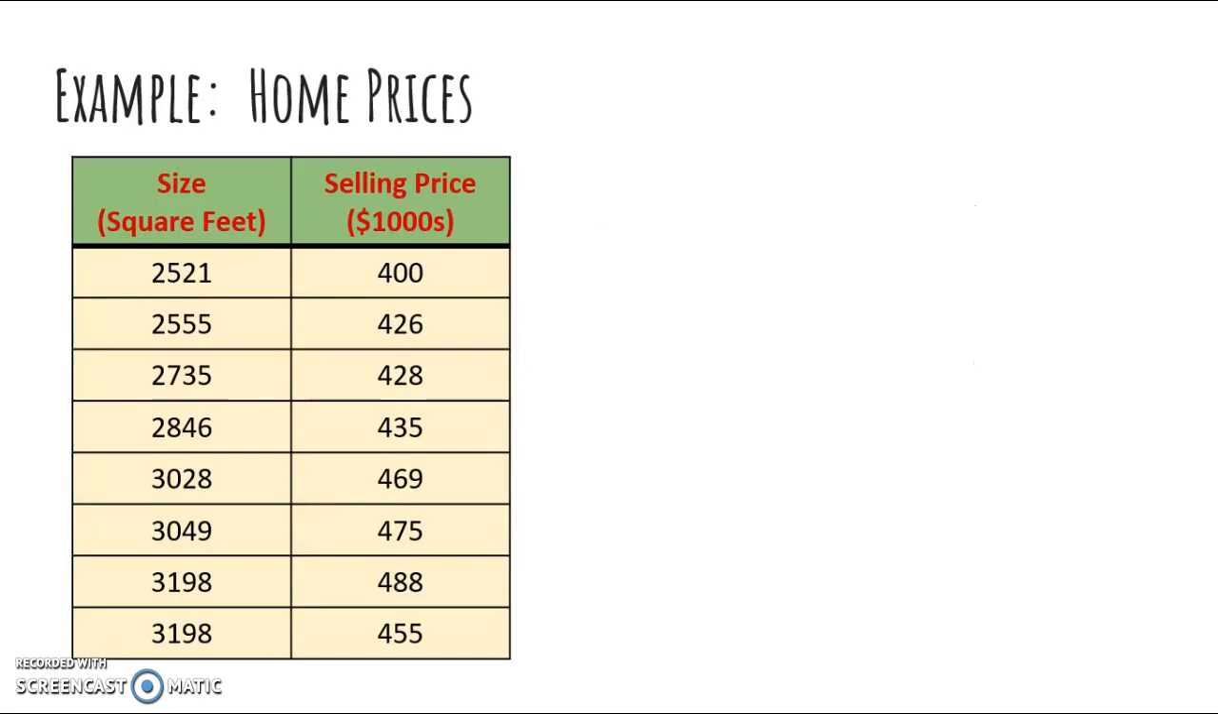So let's look at this example. This is a table that represents a set of ordered pairs. Each ordered pair represents a house. The independent variable, or the x, is the square footage of the house, how big it is. And the y-coordinate, or the dependent variable, is the selling price in thousands of dollars. Now, if we were to plot these on a graph, it would form what is called a scatter plot.